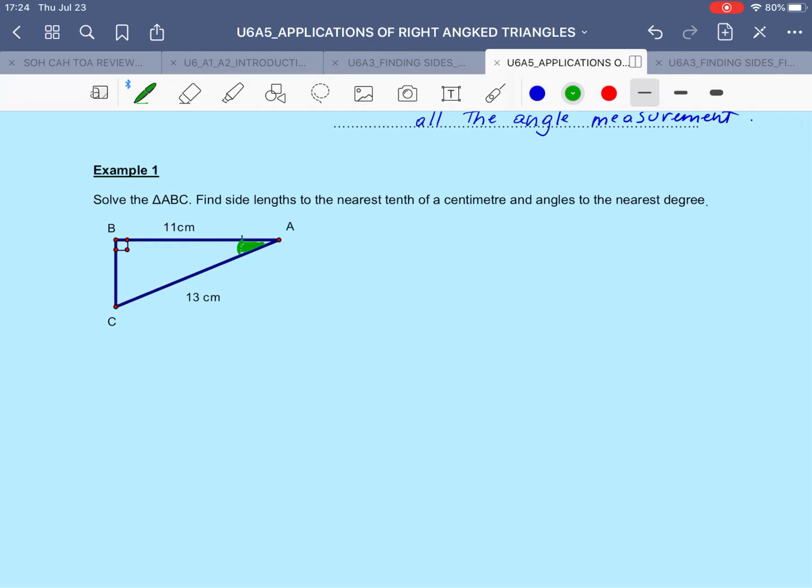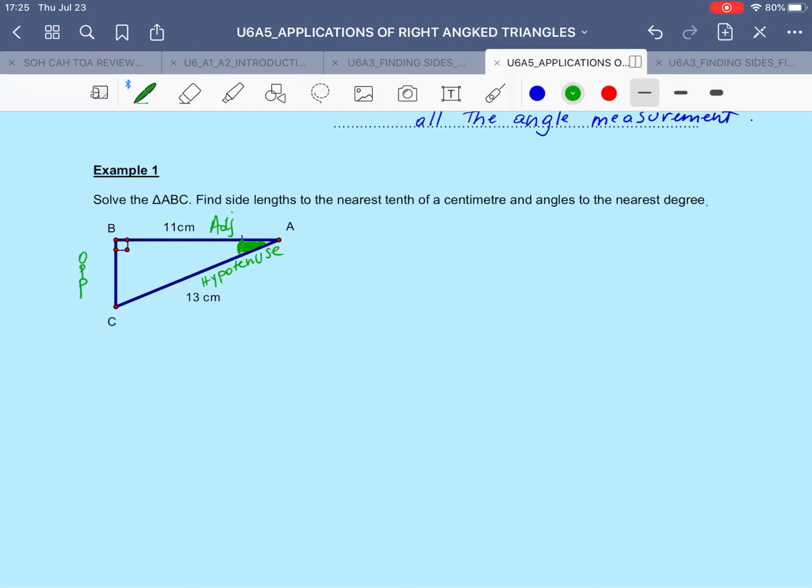And since I'm trying to find angle A, I will label all the sides in the triangle in relation to angle A. So this side here is always the hypotenuse, no matter which angle we are referring to, because it's opposite the 90-degree angle. And this side here would be the adjacent because it's the other arm of the angle. And last but not least, we have the opposite.